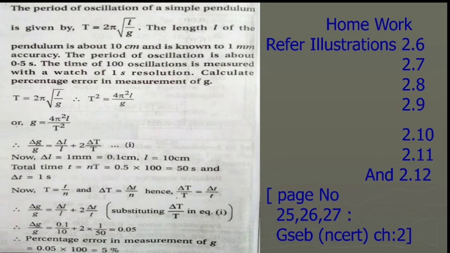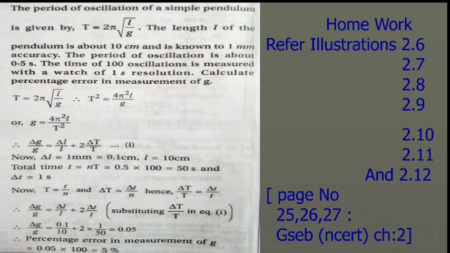So delta g upon g is equal to 0.1 upon 10 plus 2 into 1 upon 50. So we get the value 0.05. Hence delta g upon g is equal to 0.05. That means the percentage error in measurement of g is given by delta g upon g into 100, is equal to 0.05 into 100, is equal to 5%. So this is the answer.